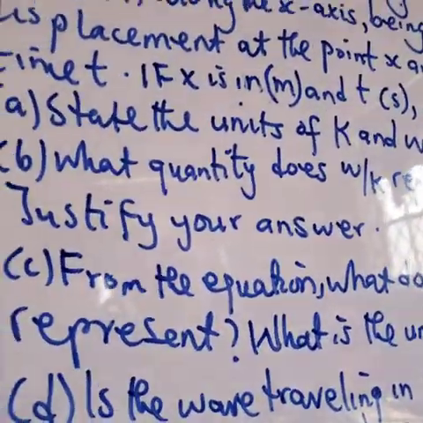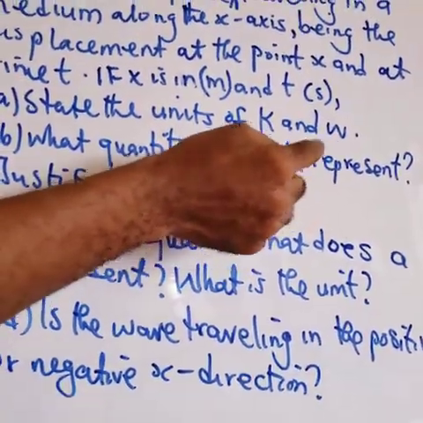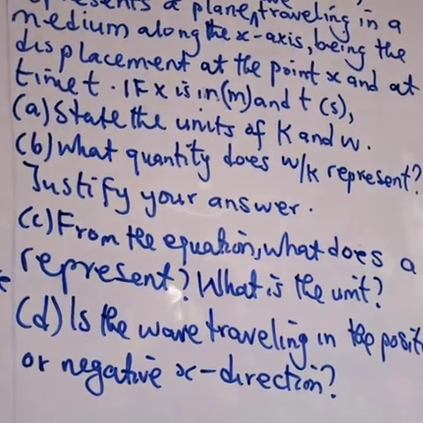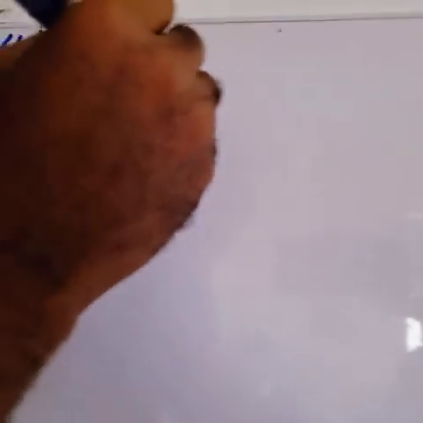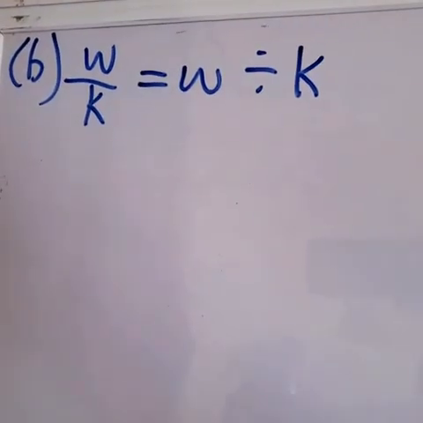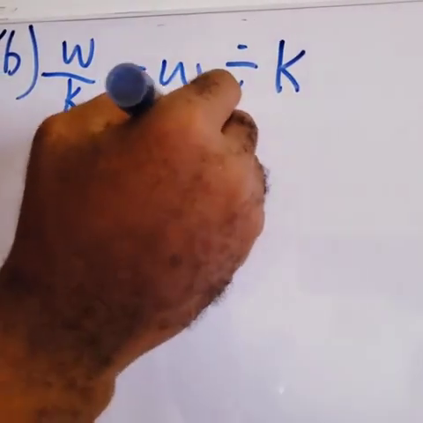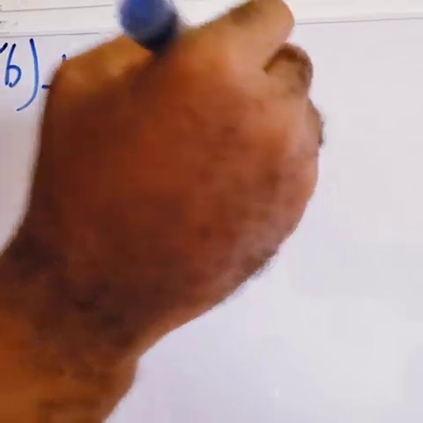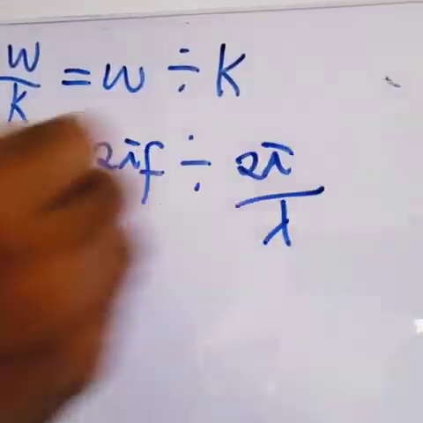Now let's look at the B part. They say, what quantity does omega over k represent? Let's do that here. Omega over k, what does it mean? It means omega divided by k. Earlier, we've shown that omega is 2 pi f, and k is 2 pi over lambda.